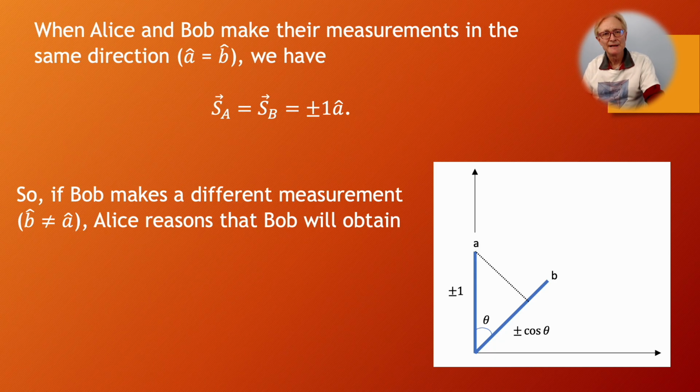When Alice and Bob make their measurements in the same direction, A hat equals B hat in our previous picture, they always obtain the same result, as necessary to conserve spin angular momentum. Half the time both are +1 and half the time both are -1.